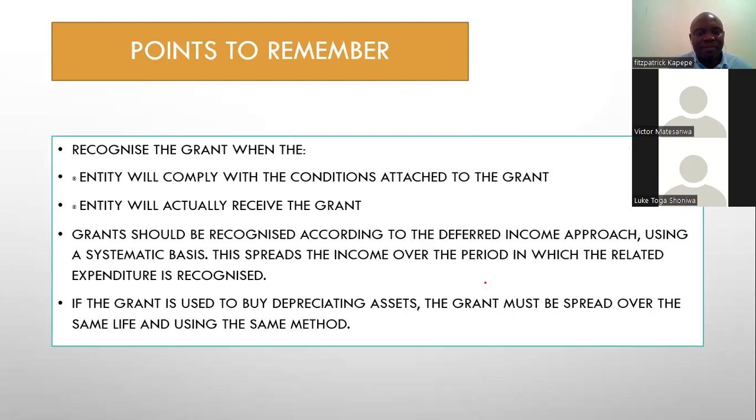So these are just the points to remember. Recognize the grant when the entity will comply with the conditions attached to the grant, and the entity will actually receive the grant. Grants should be recognized according to the deferred income approach using a systematic basis. If the grant is used to buy depreciating assets, the grant must be spread over the same period and using the same method, which I've already demonstrated.